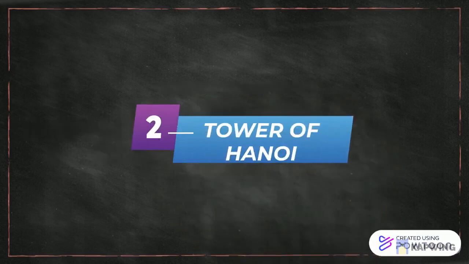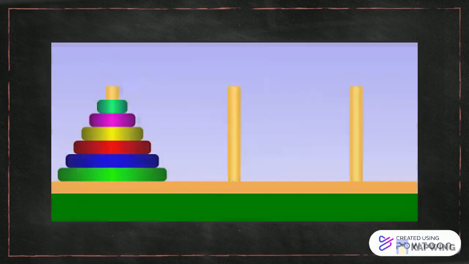Next, we move on to the second application, which is Tower of Hanoi. The Tower of Hanoi is a mathematical game or puzzle. It consists of 3 pegs and a number of discs of different sizes, which can slide onto any peg. The puzzle starts with the discs in a neat stack in ascending order of size on one peg, the smallest at the top, thus making a conical shape.